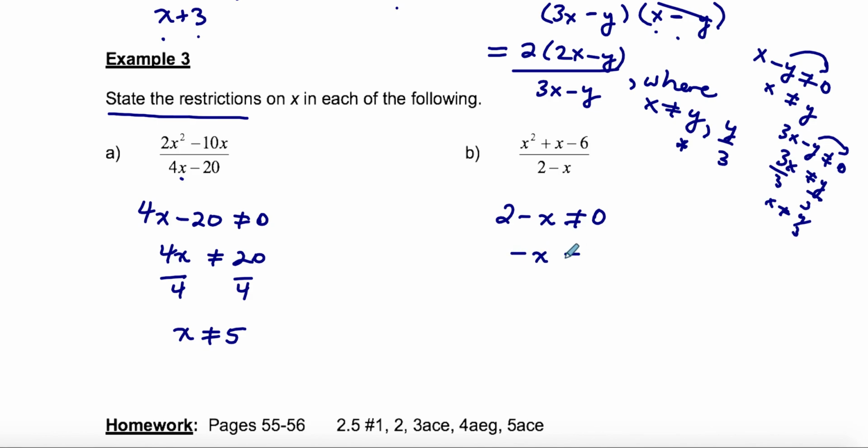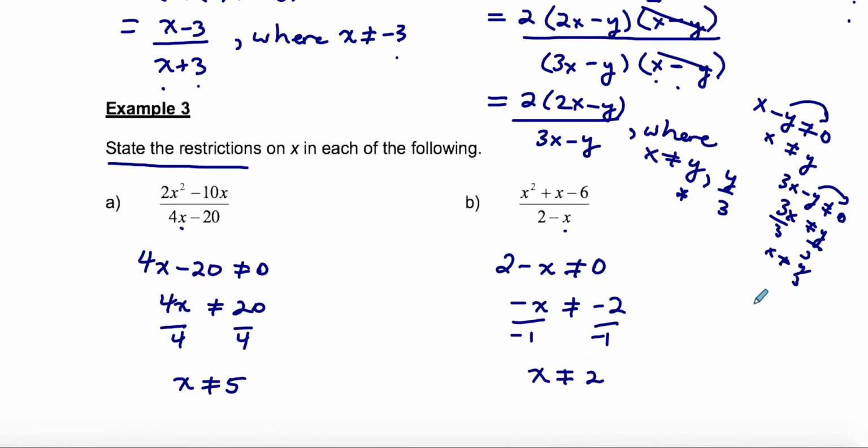So I could have moved the x over as well. This time, because it's not an inequality, I can divide both sides by -1. So x can't equal 2. And think about that. If I put a 2 in there, 2 minus 2 is 0. So x can't equal 2. And that's just how to state restrictions if you don't have to simplify first.